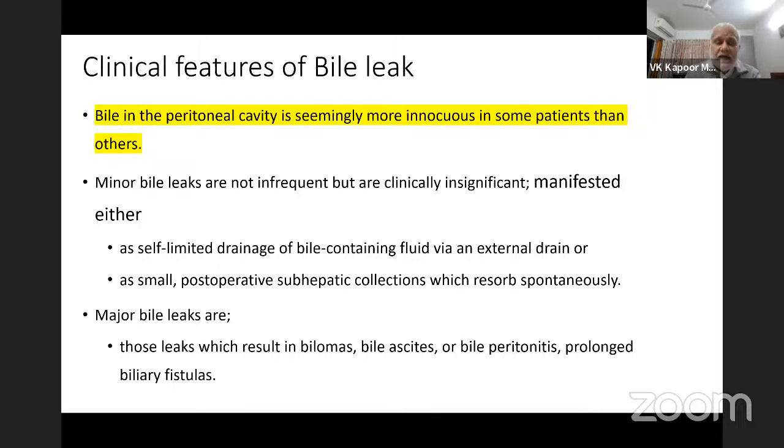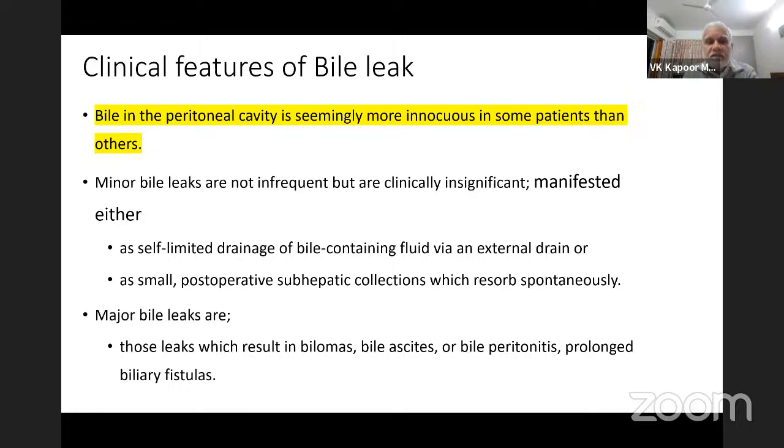So that is why if you proactively look for bile leaks, you will find them in more patients than you clinically suspect or detect, because many of the small leaks may not cause any problem. And because the duct injured is small, it closes on its own without any consequence. And you don't even know that there was a bile leak.